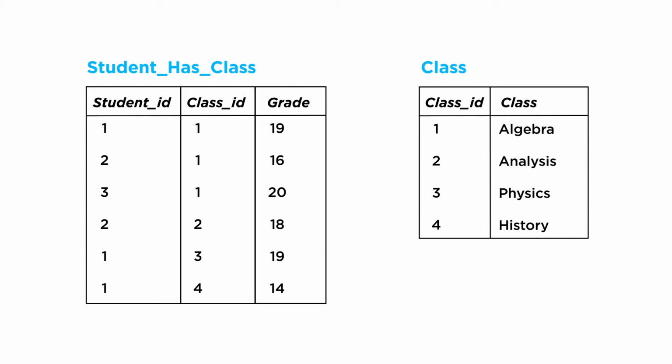What we want to do is the following. We want to combine these two tables and find the class name for all the classes that each student is taking. You'll see now that we have the student ID, the class ID, and what we want to do now is for each of those class IDs, we want to search the class table for this class ID and find the corresponding class name. How can we do that in SQL?